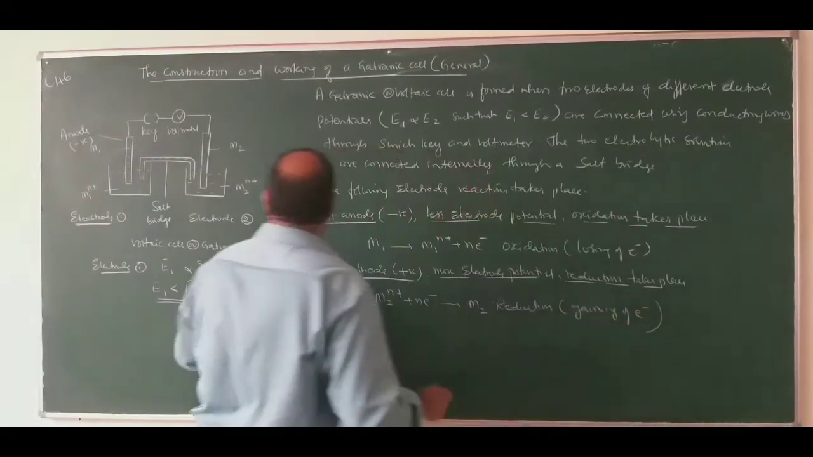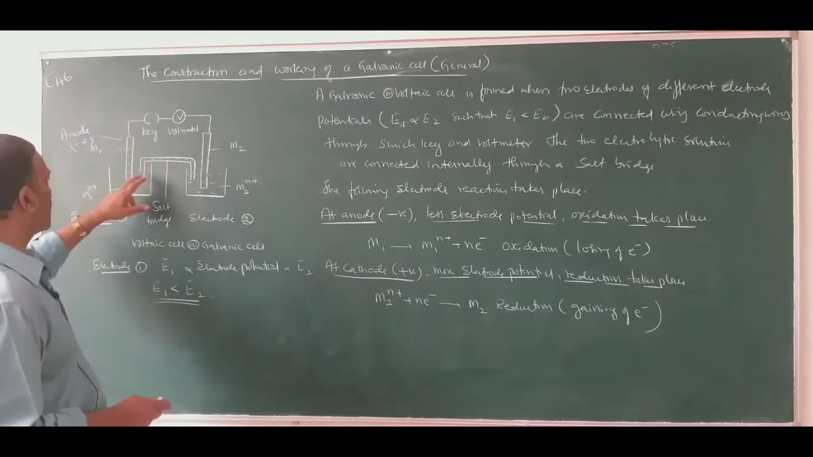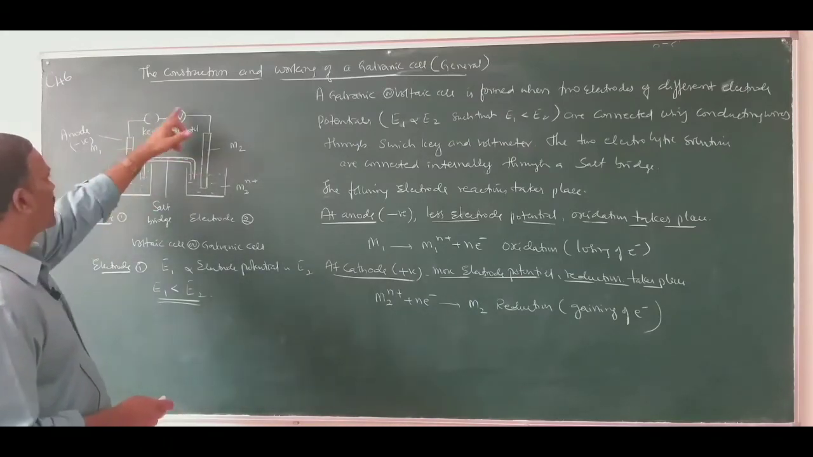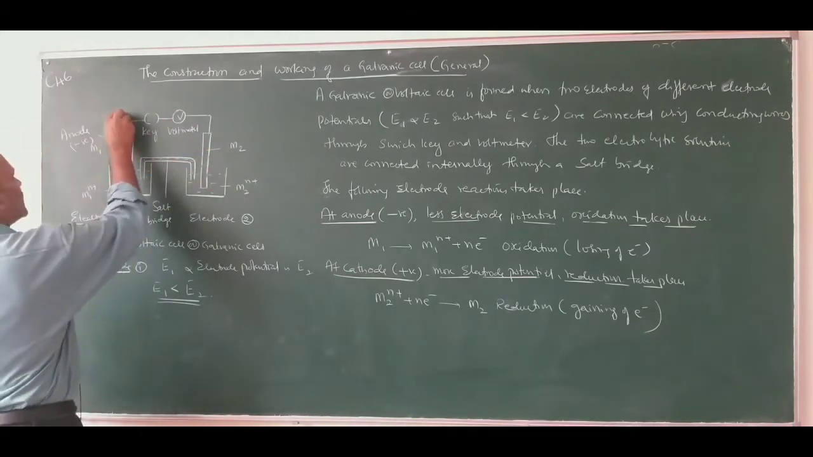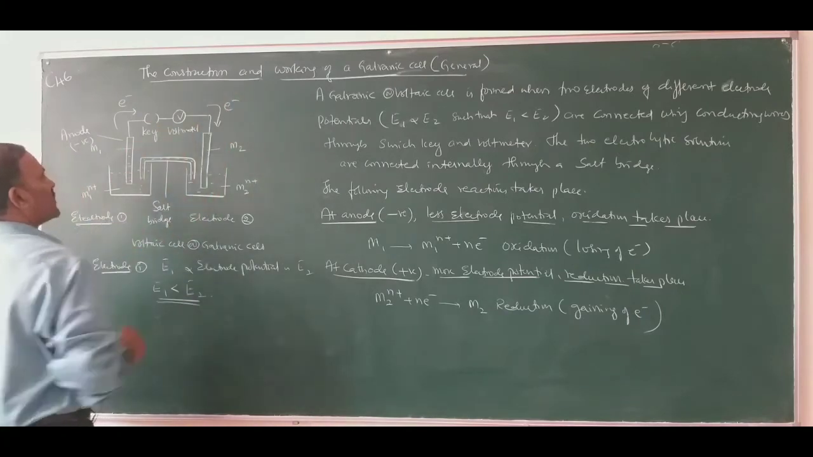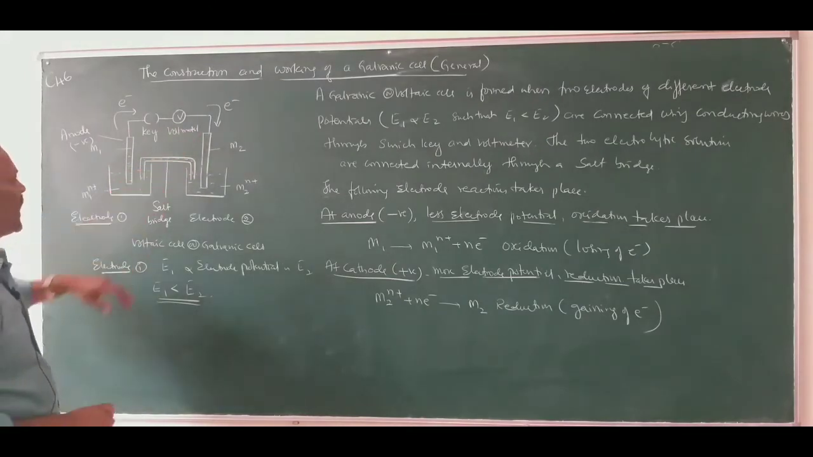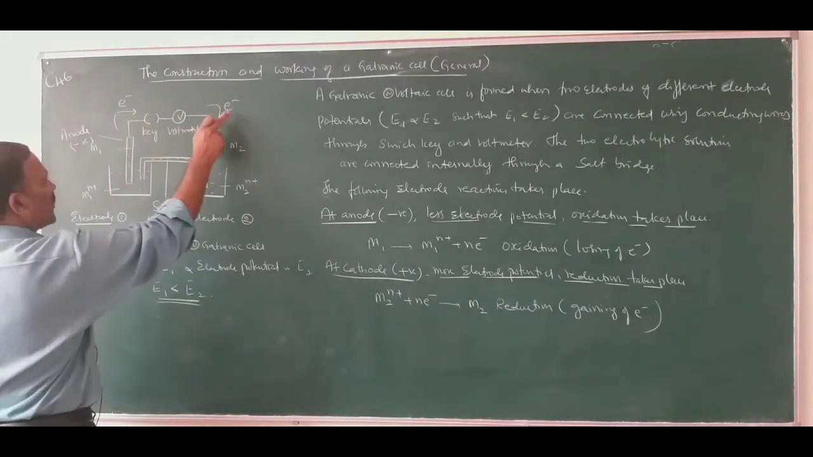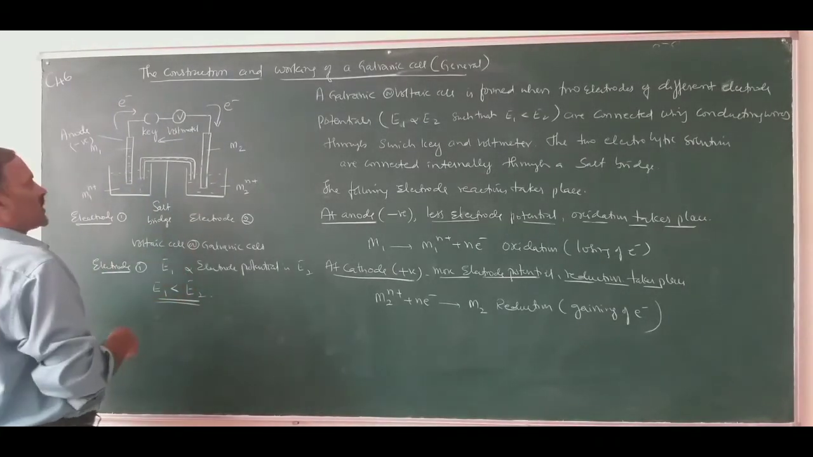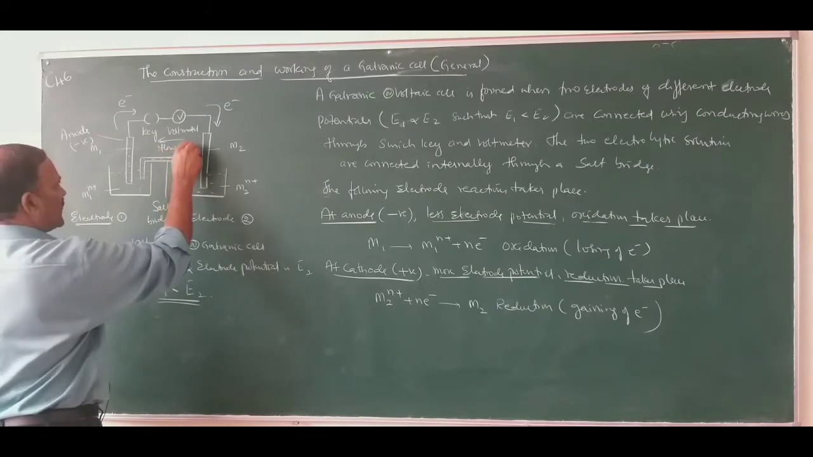So when the switch is on, electrons move from anode to cathode through the external wire. So this is the direction of movement of electrons. When the switch is on, electrons move from anode to cathode, and this is the direction of movement of electrons. By convention, the opposite direction is considered as the flow of current.